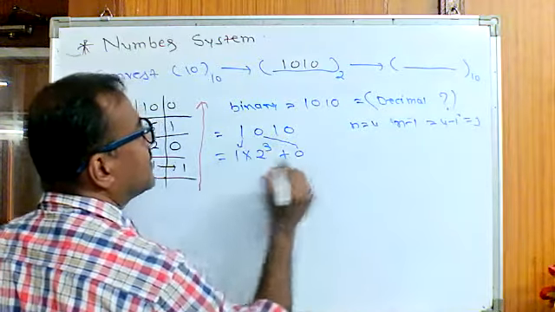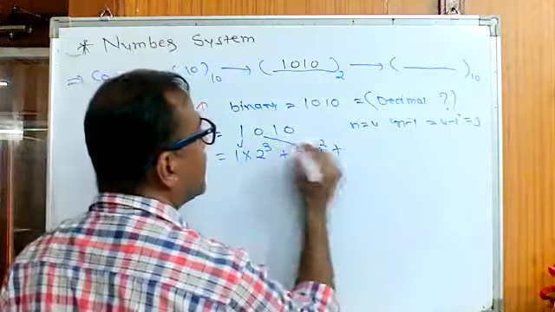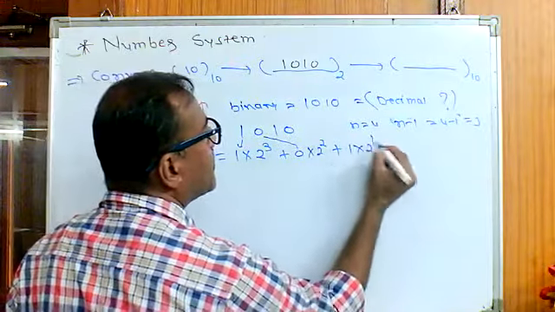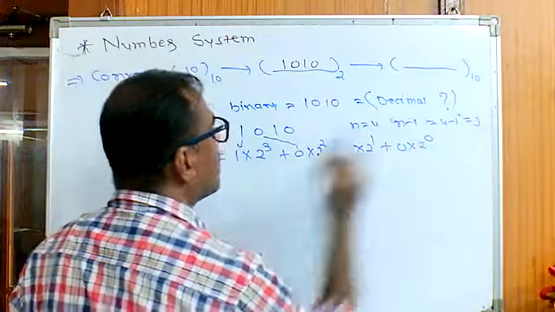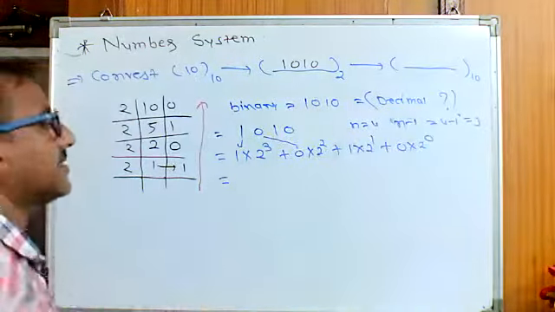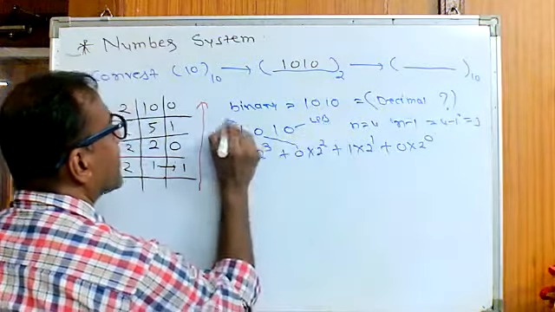This 1 is here, multiplied by 2 raised to 2. The power decreases by 1: 1 multiplied by 2 raised to 1, plus 0 multiplied by 2 raised to 0. 2 raised to 0 is the last number, the LSB. This is the LSB, and this is the MSB.